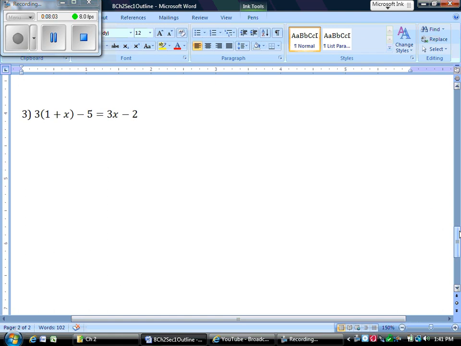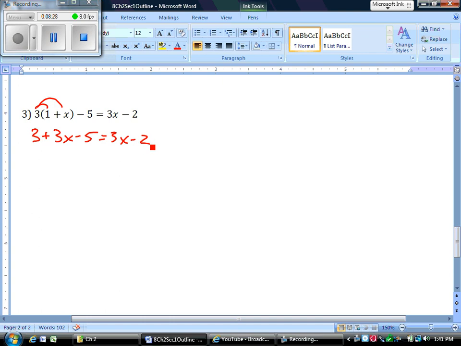So, another example here. 3 times the quantity 1 plus x, minus 5 equals 3x minus 2. We need to get rid of parentheses. This is the first equation we've had them. So distributive property, or magic hat pat. 3 times 1 is 3. 3 times x is 3x, minus 5 equals 3x minus 2. I haven't done anything to the right side yet.